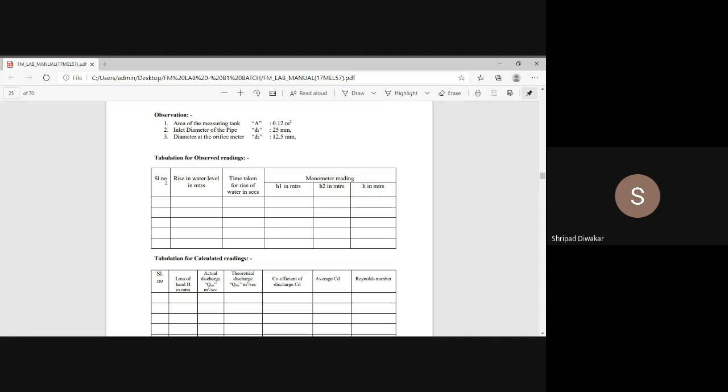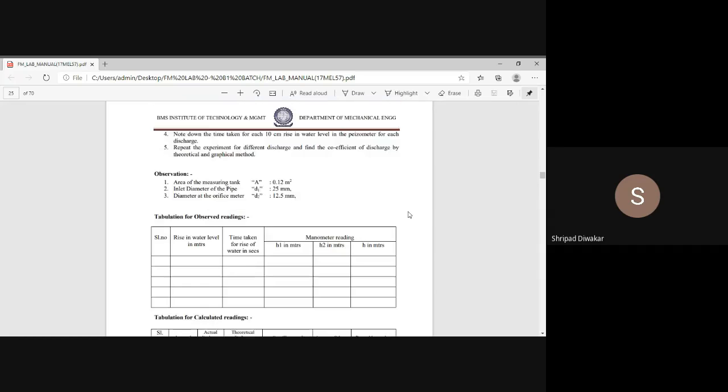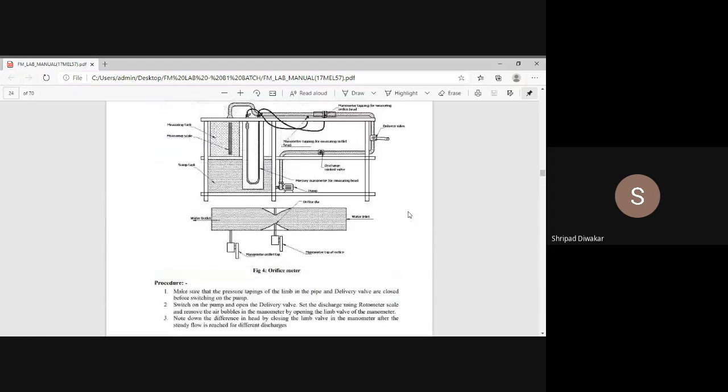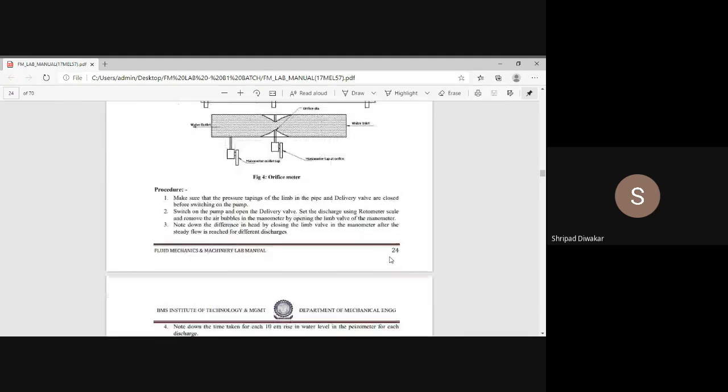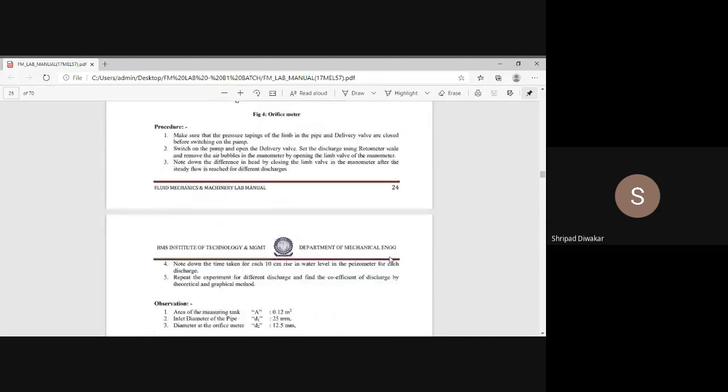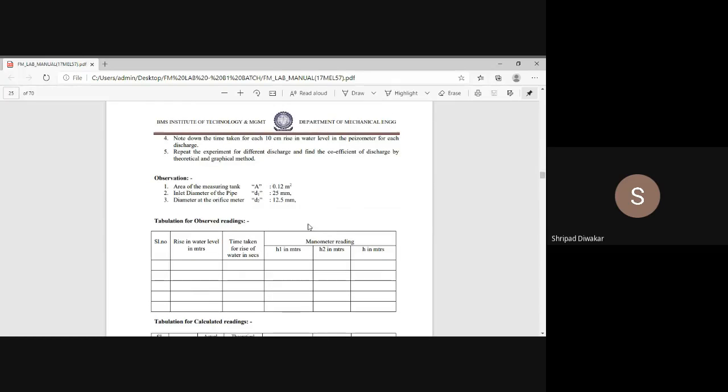First one, serial number, rise in water level. Rise in water level means, as the fluid flows through the pipe, how much rise of water level takes place. We kept a standard value of 0.1 meter, that is, for all the readings we are going to take a 10 centimeter water level rise. For all experiments, we kept some standard.